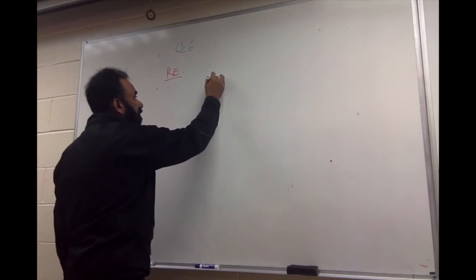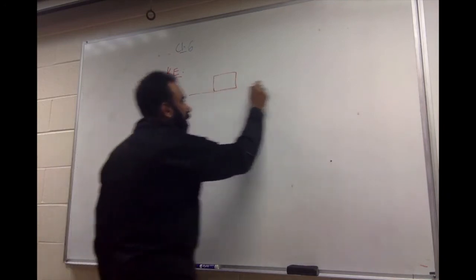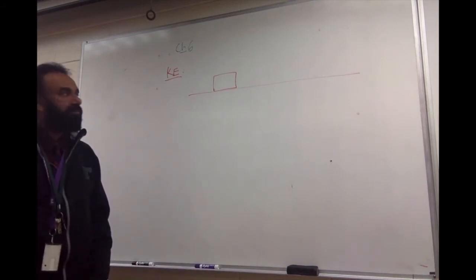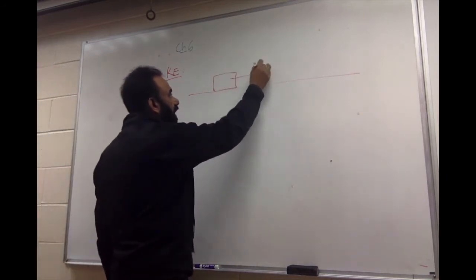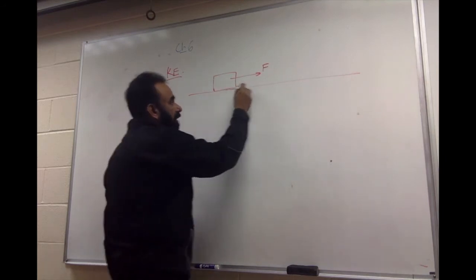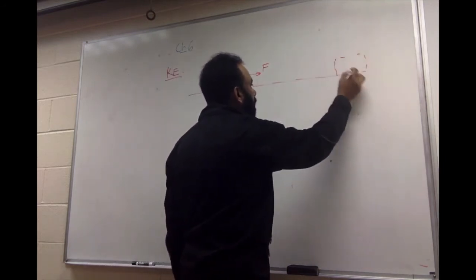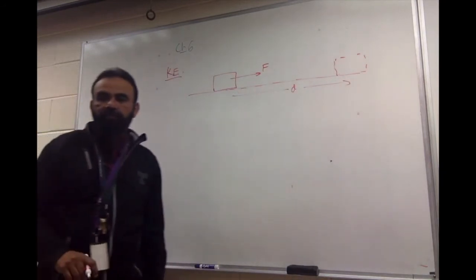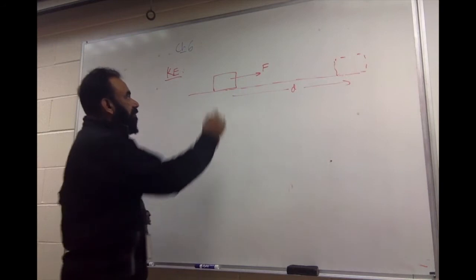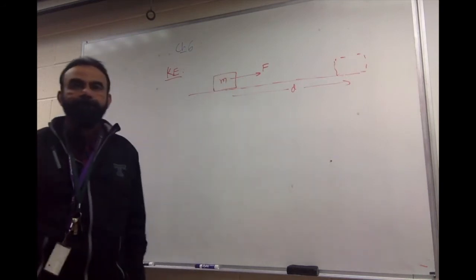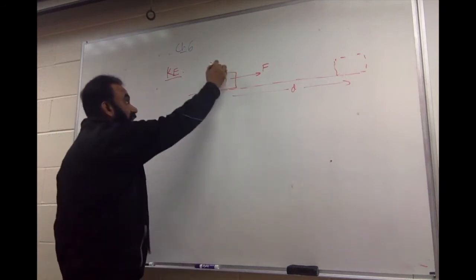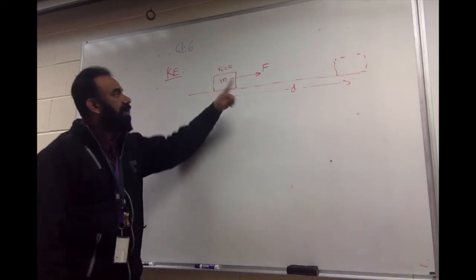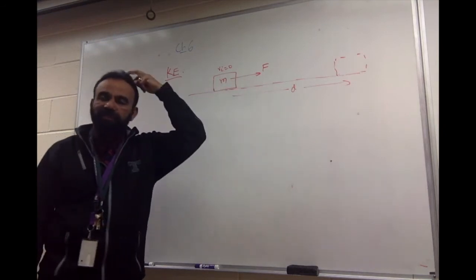So let's say you have an object. Suppose you have an object sitting on a surface, and you're applying a force F on the object, and the object drags through a displacement d. And if the object's mass is m, and let's say it starts from rest. What will happen to this mass when you apply a force F?